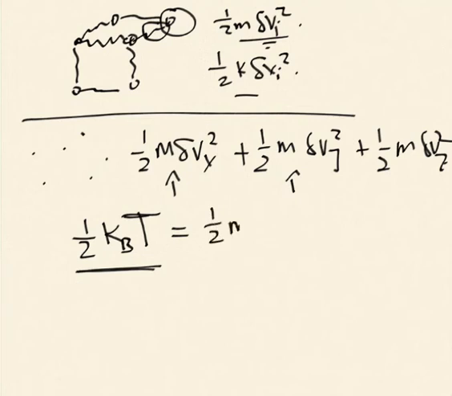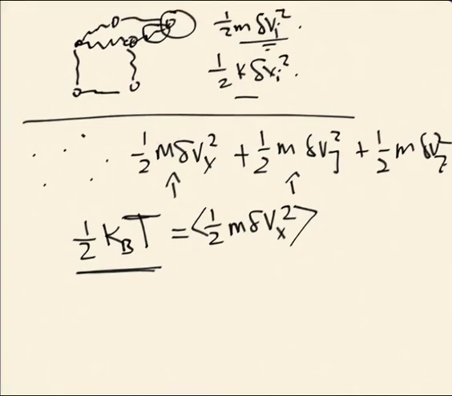So for example, 1/2 m delta v_x squared will be equal to, on average, 1/2 kT. I can take an average of this over time and over particles, and on average I'm going to have that much energy. That's how we can define a temperature. So what we're saying is that the random energy in the x direction has energy on average that's equal to 1/2 kT, and the same is true in equilibrium of all possible places you can store energy internally.